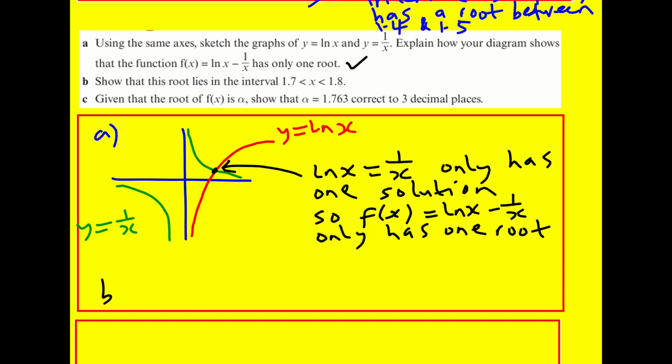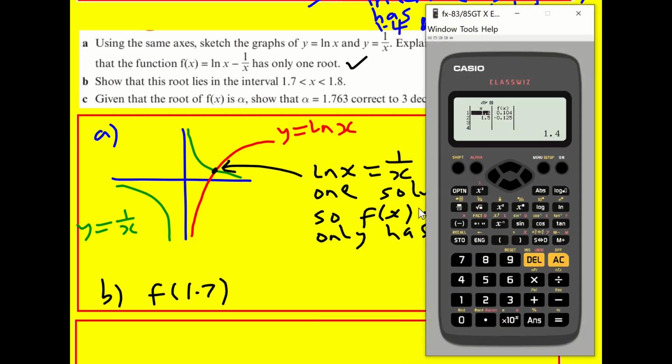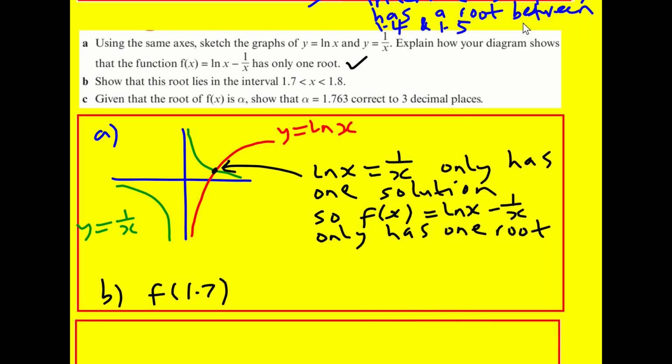Show that this root lies in the interval 1.7 to 1.8. This is going to be very similar to last time. f of 1.7. Okay, this time I'm going to do the alternative way of doing it. Good old, just put it in. It's going to be ln 1.7 minus 1 over 1.7. That's equal to minus 0.057.